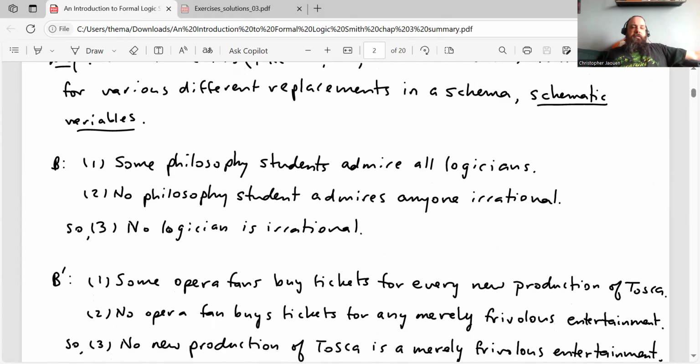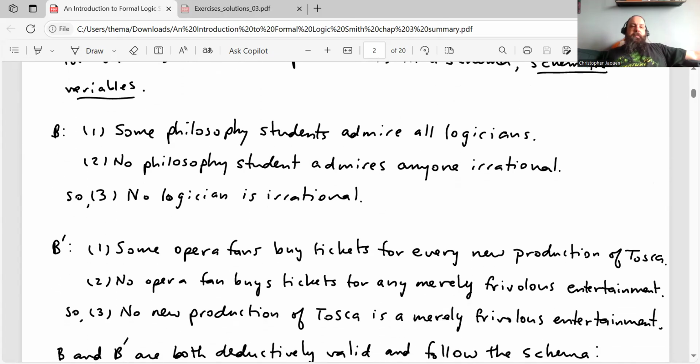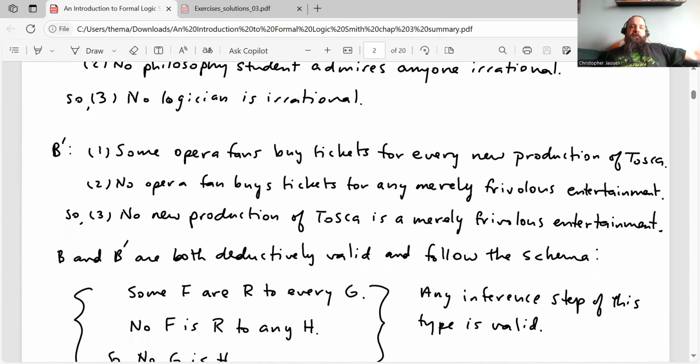All right, we have another couple arguments here. B has the premises, some philosophy students admire all logicians. Premise two, no philosophy student admires anyone irrational. So three, no logician is irrational. And then we have B prime, some opera fans buy tickets for every new production of Tosca. Premise two, no opera fan buys tickets for any merely frivolous entertainment. So conclusion three, no new production of Tosca is a merely frivolous entertainment.